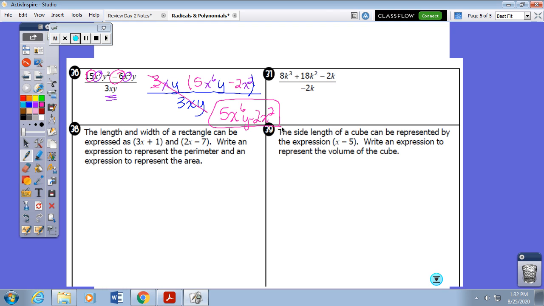Okay. So you're looking for number 37 to factor out a negative 2k, and that should help you out there. 38, perimeter, we add up all the sides. So if it's a rectangle, I have 2 lengths plus 2 widths. Area is equal to length times width. That's all I'm going to give you there. Volume of a cube is going to be the sides cubed. So I'll leave you to that one also.